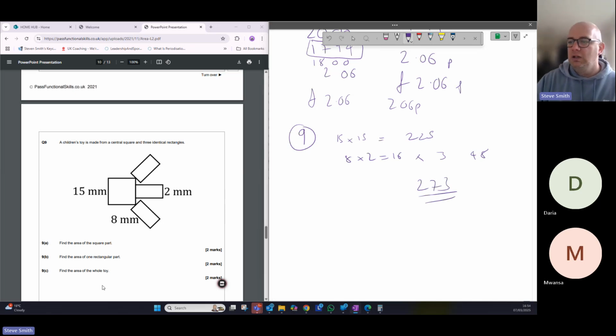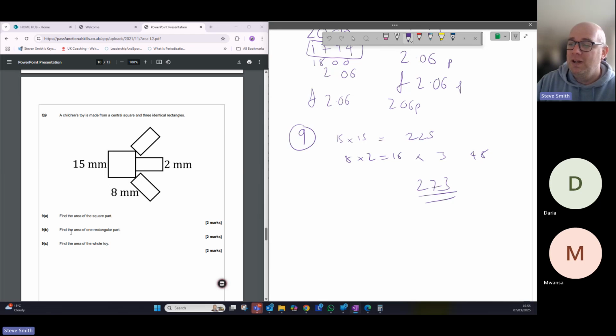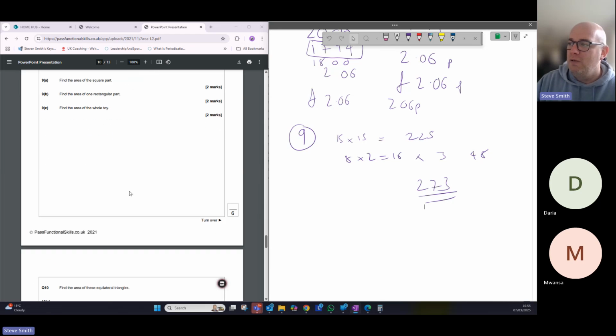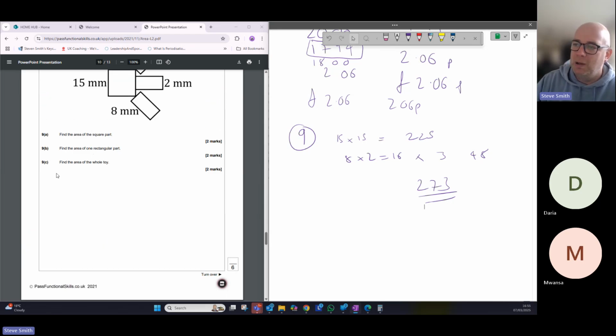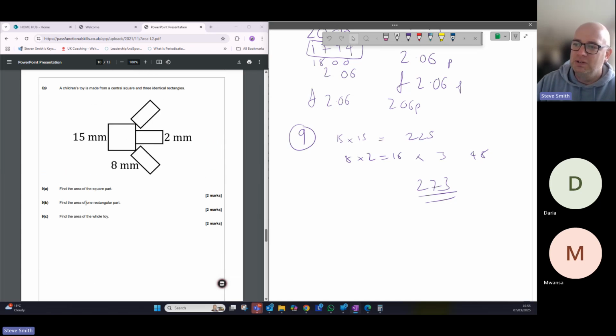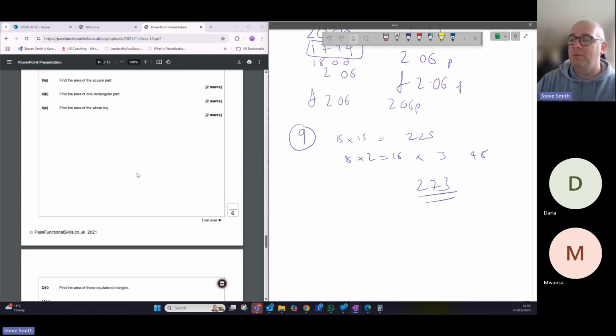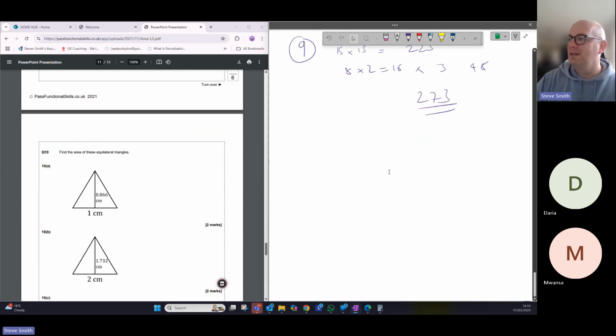So actually, find the area of the square part. 15 times 15. 2 points. That's definitely not a 2-point question. Find the area of one of the rectangles. 8 times 2, 16, and then find the area of the whole toy. We've done that. So that would be a 2-point question for just that part at the end. It wouldn't be a 6 marker asking you to do all those. It'd have that sort of shape, and it'd say find the area of the whole shape. So yeah, don't get too excited. You're not going to get points that easily in this exam.